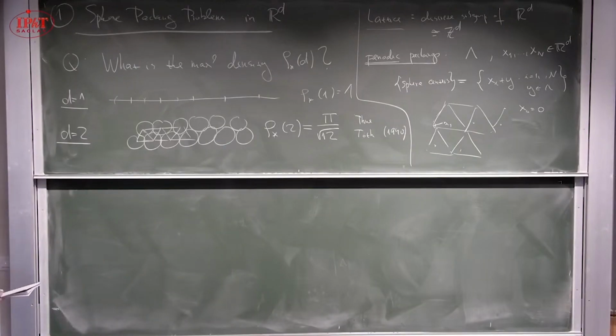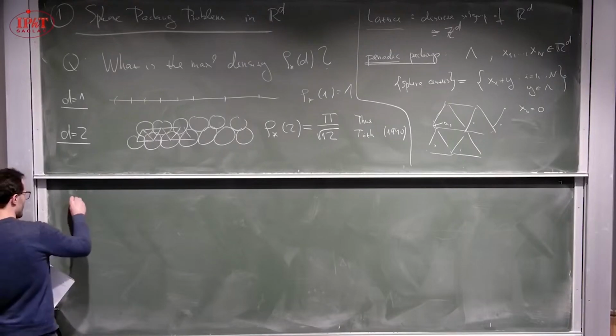Sorry, if you have the centers, can you reconstruct the radii? The radius is this minimal distance between centers divided by 2. Minimum, okay.